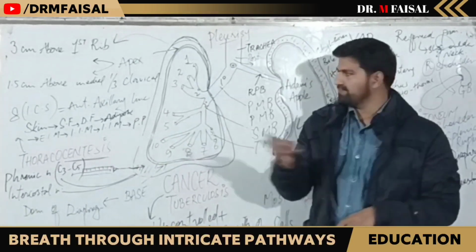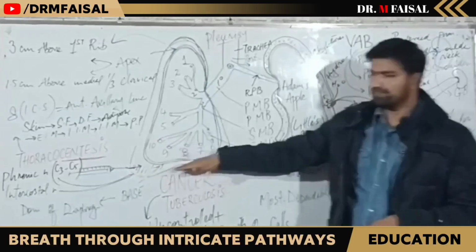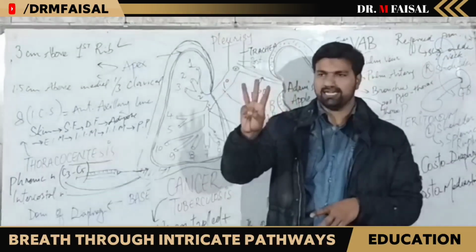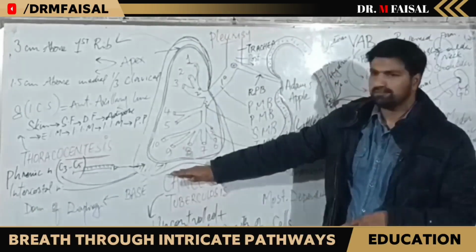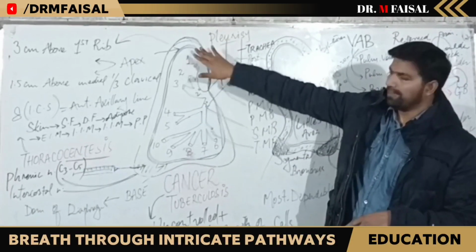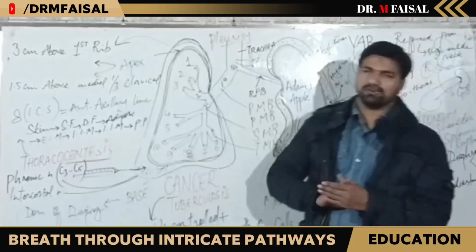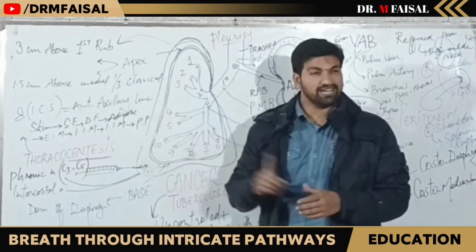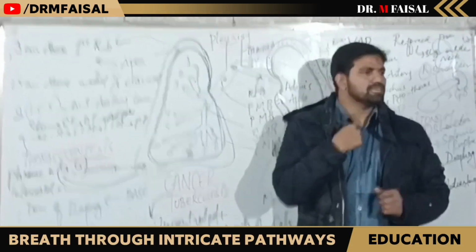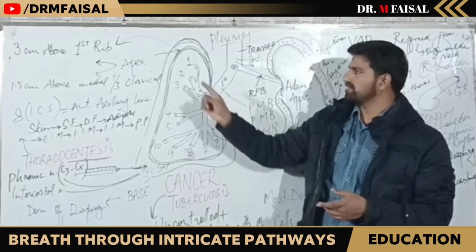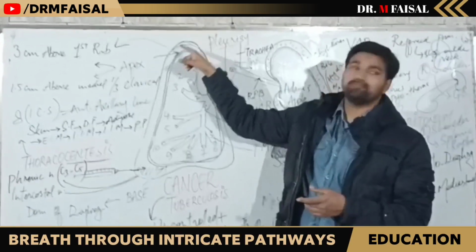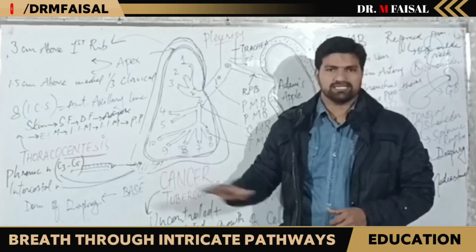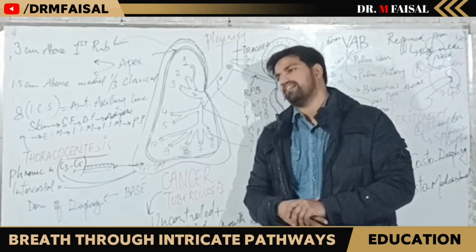Then after that, how many surfaces of the lungs? We have 3 surfaces. Number 1 is the costal surface, then the diaphragmatic surface, and the mediastinal surface. How many borders of the lung do we have? 3. Anterior border, inferior border, posterior border. The apex of the lung is present over here. It is present 3 centimeter above the first rib or 1.5 centimeter above the medial 1/3 of the clavicle. Most importantly, not only the lung, most importantly the parietal pleura. Then the base of the lung is just lying on the dome-shaped diaphragm.